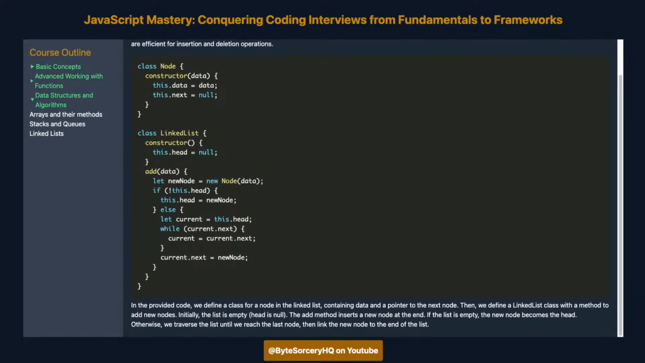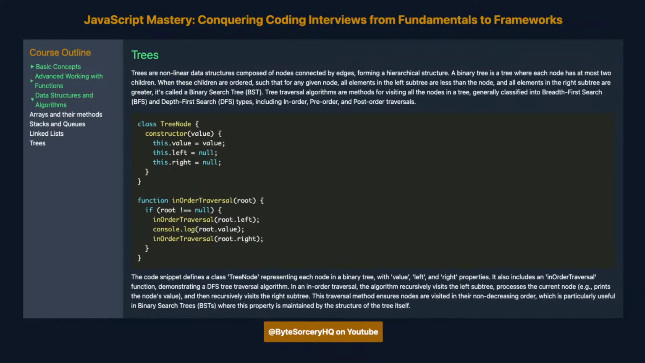the list. Trees, binary search trees, tree traversal algorithms. Trees are nonlinear data structures composed of nodes connected by edges, forming a hierarchical structure. A binary tree is a tree where each node has at most 2 children. When these children are ordered, such that for any given node, all elements in the left subtree are less than the node, and all elements in the right subtree are greater, it's called a binary search tree, BST.